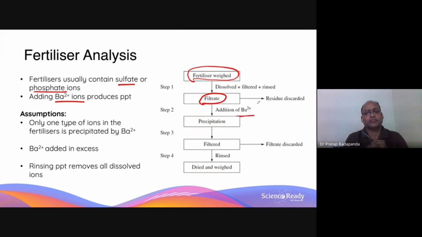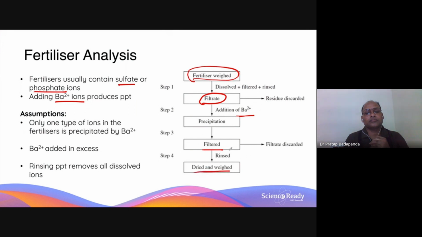This is usually in the form of barium nitrate or barium chloride. Both solutions are quite soluble. The precipitate formed between barium and sulfate or phosphate ions is then separated using filtration. In the final step, the precipitate is dried and weighed.